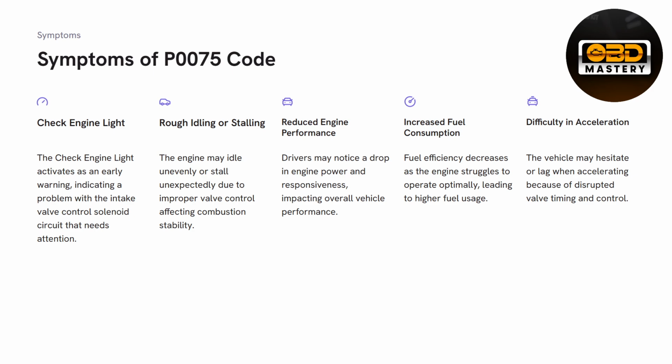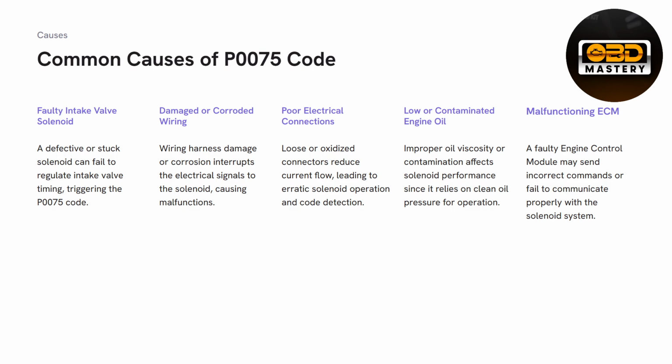Increased fuel consumption. Symptoms of P0075 code. Symptoms. The vehicle may hesitate or lag when accelerating because of disrupted valve timing and control. Difficulty in acceleration. Common causes of P0075 code. Causes. A defective or stuck solenoid can fail to regulate intake valve timing, triggering the P0075 code. Wiring harness damage or corrosion interrupts the electrical signals to the solenoid, causing malfunctions. Loose or oxidized connectors reduce current flow, leading to erratic solenoid operation and code detection.